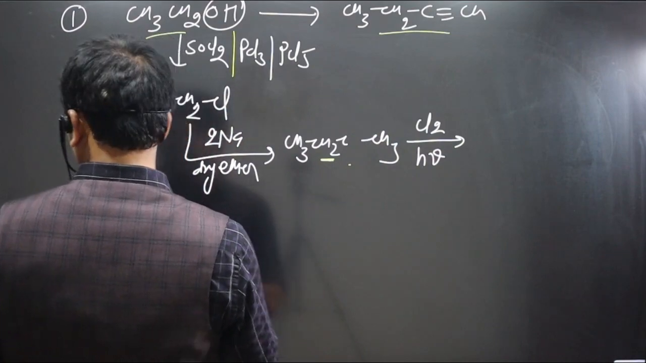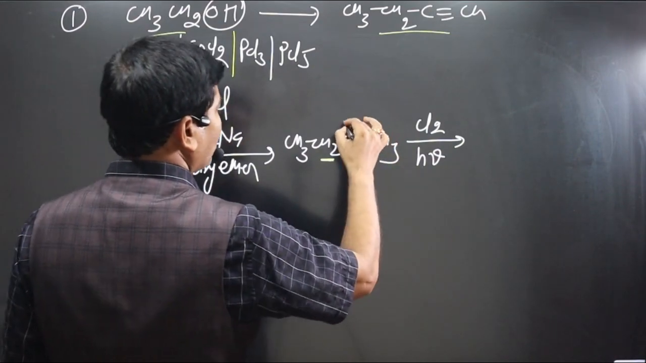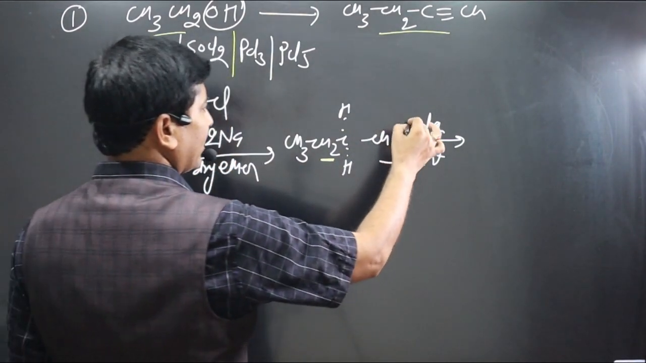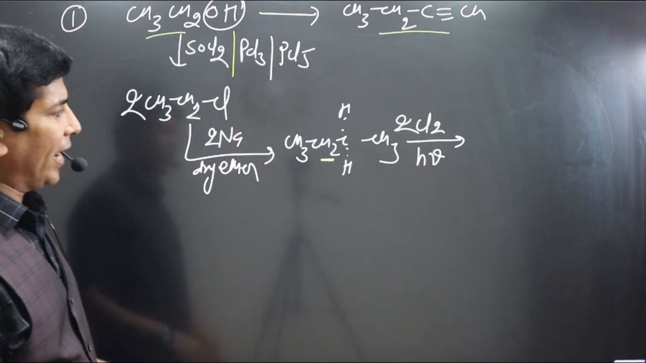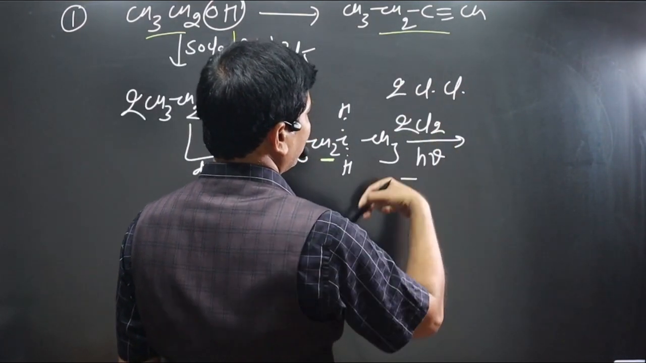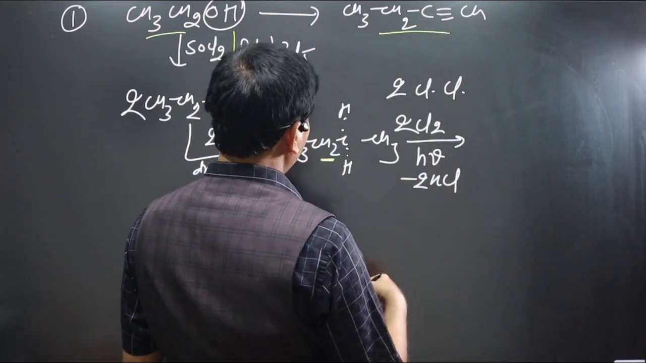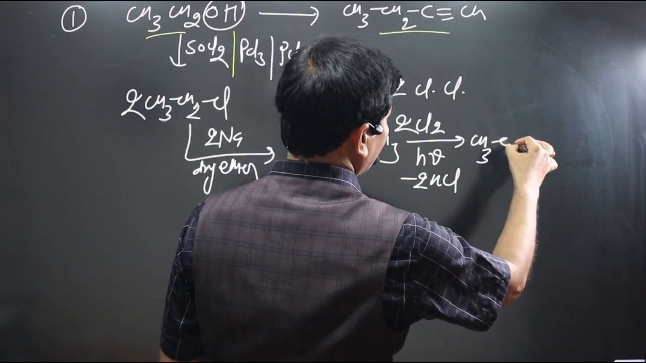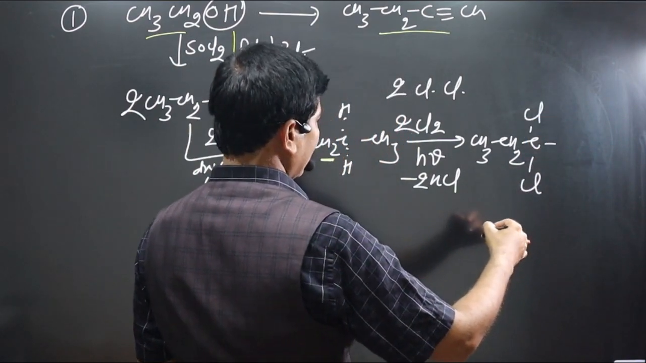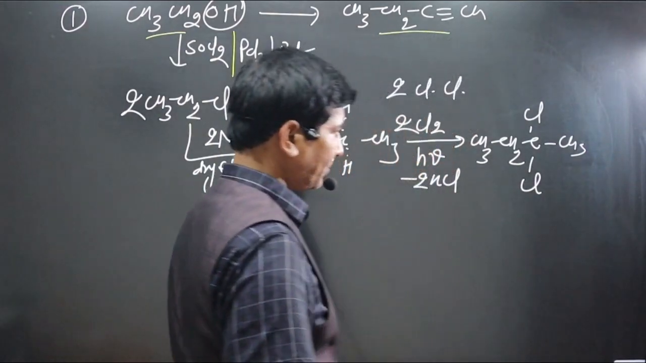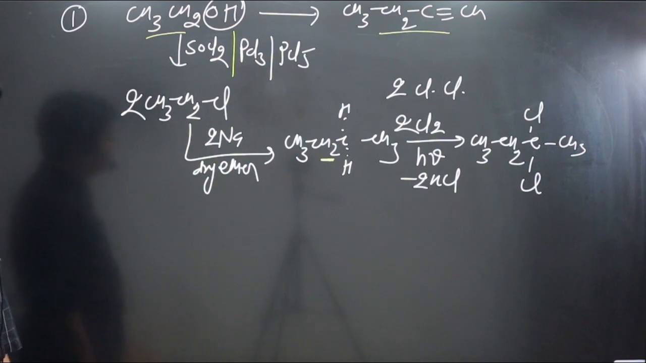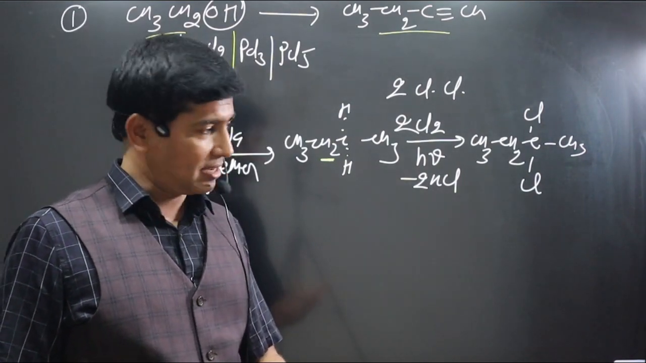We have 2 hydrogens there, so I write here hydrogen dot, hydrogen dot. Then I take 2 molecules of Cl2. So 2 HCl will be removed because from here Cl dot is there multiplied by 2. So 2 HCl are removed. Then we get CH3CH2CCl2CH3. Now we can carry out elimination reaction.